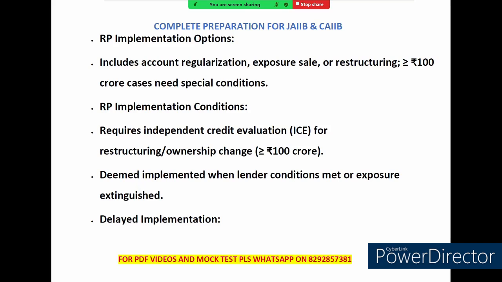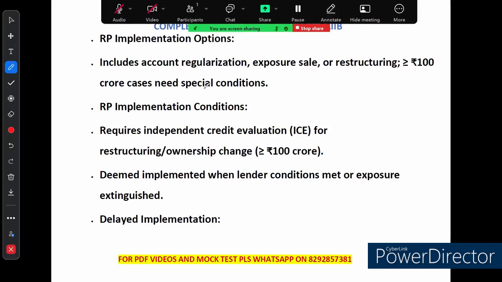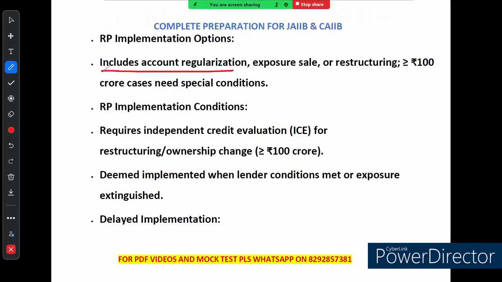Now, let's talk about this resolution plan, how it is implemented. See, there are a few ways to implement the resolution plan. The first is the account can be regularized, meaning the borrower starts paying again. The loan can be sold to another party, or the loan term can be restructured, right? So for larger loans of 100 crore or more, special conditions are applied.